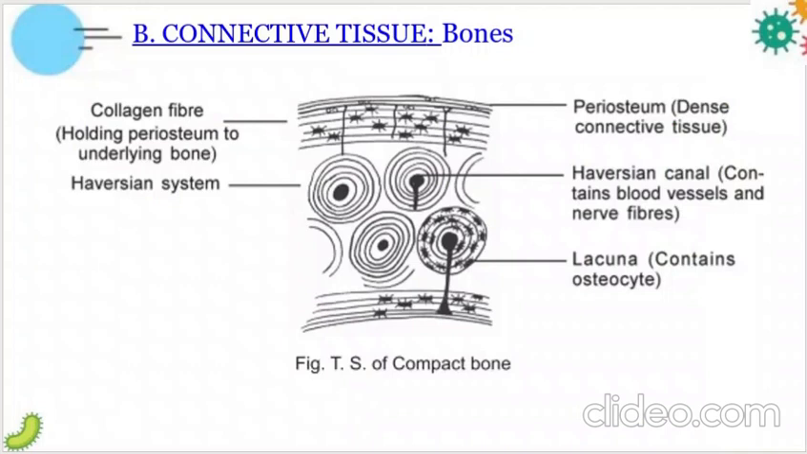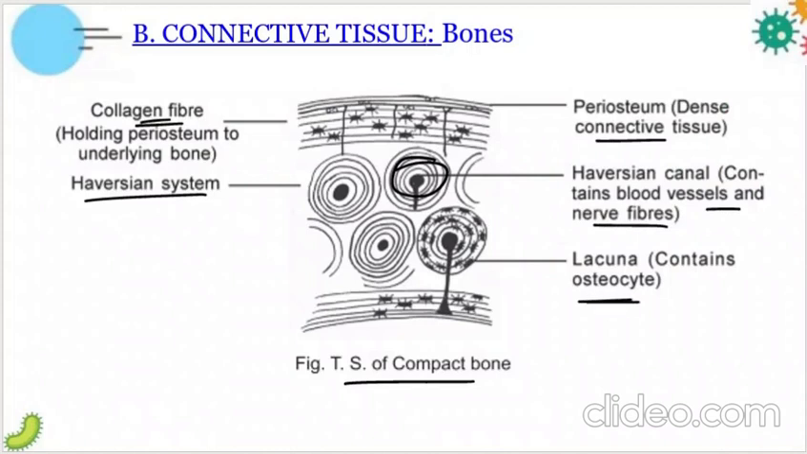If you see here, bones are always rich in collagen fibers. They are quite rich in collagen fibers, right? And this is the transverse section of a bone. This is the bone marrow. Now there is a periosteum, which is dense connective tissue. Then we have the Haversian system, where the canals are present. They contain the blood vessels and nerve fibers. And there is a lacuna also, which contains the cells. All right, so this is about the bones.